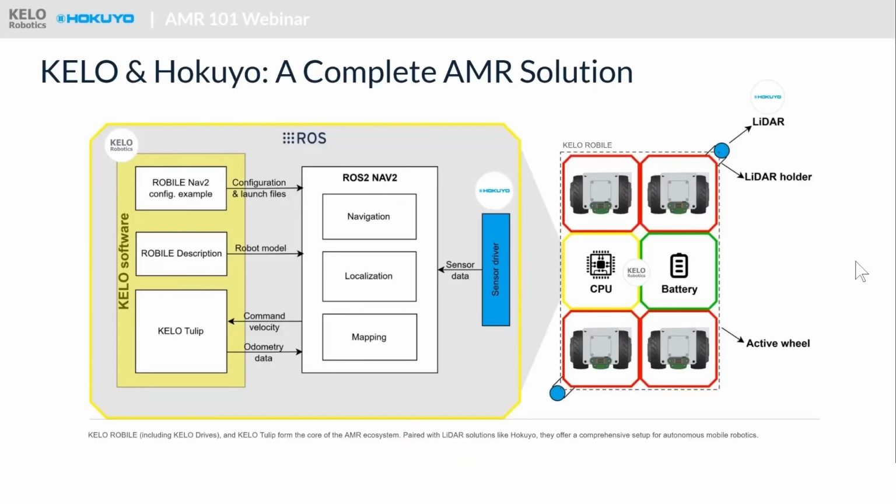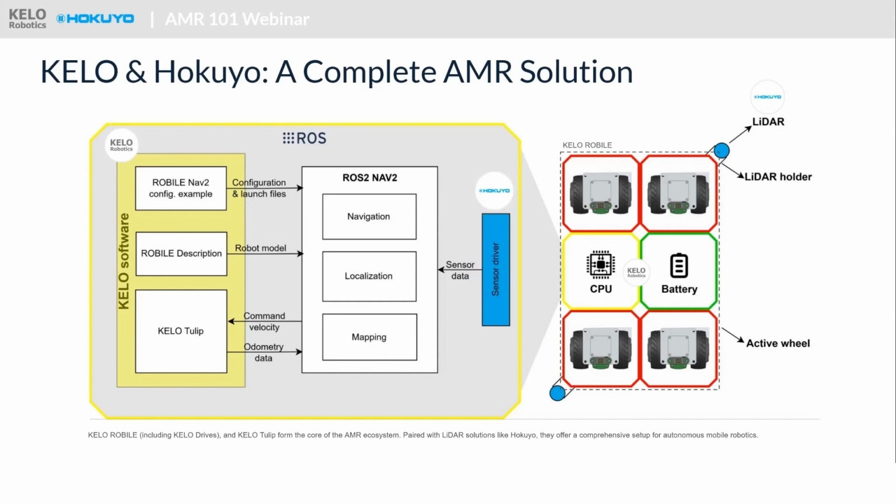I can explain about the software layer. So today we are going to use the ROS2 Nav2 package. This is an open source package that will provide the ability for the navigation. And in order to get this package working, there are several packages that we will need. The first packages are the driver packages, which is the KELO Tulip, and also the URG-Node2 package from Hokuyo for the LiDAR.